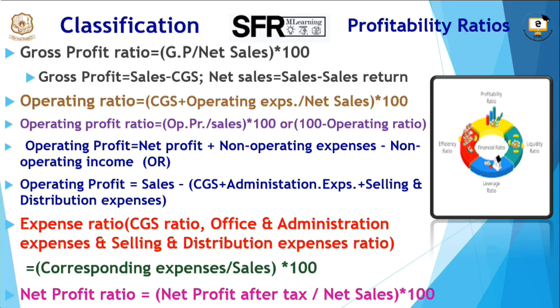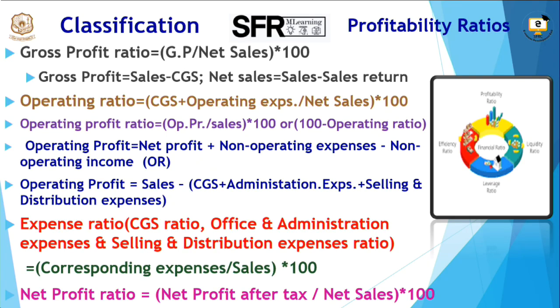Then next one is expense ratio. It indicates the relationship of various expenses to net sales. Lower the ratio, the greater the profitability, and higher the ratio, less profitability. So if the expense ratio is lower, your profitability position is good. The first expense ratio is cost of goods sold ratio. It expresses the relationship between cost of goods sold and sales. So cost of goods sold divided by sales into 100.